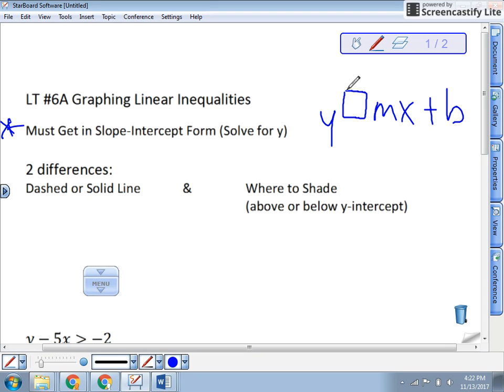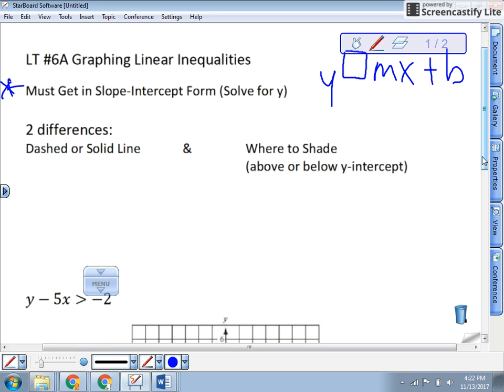Now, there are two differences. We need to know if we're going to use a dashed or solid line and where to shade, because again, there's going to be more than one solution within an inequality. So dashed or solid, here's how I figure that out. If you use a greater than symbol or a less than symbol, it's going to be a dashed line. If you use a greater than or equal to or a less than or equal to, so it's got that equal sign, just like an equation of a line, we're going to have a solid line, just like we always had. So that'll be the same.